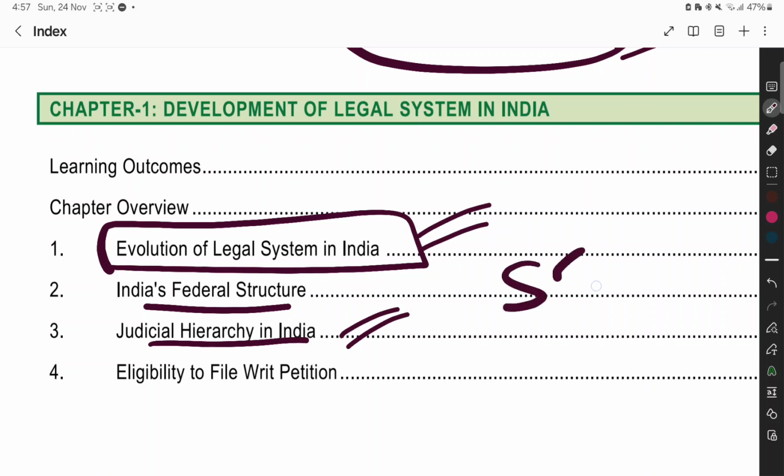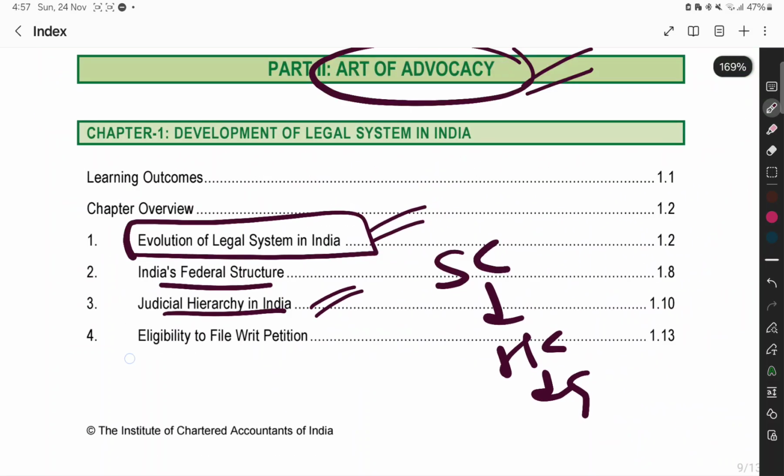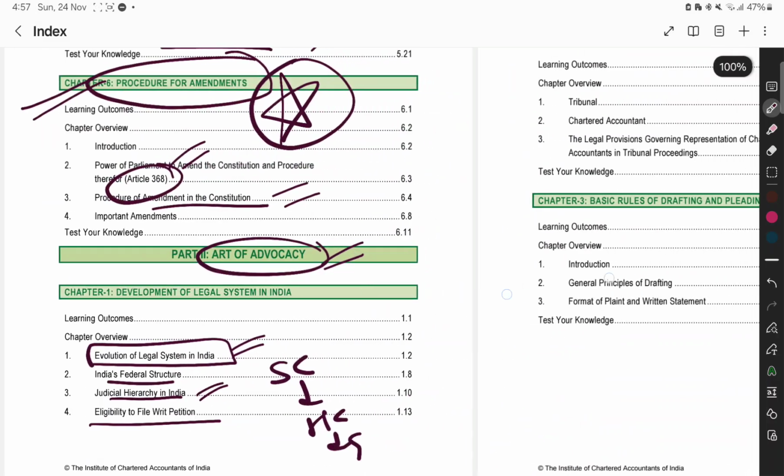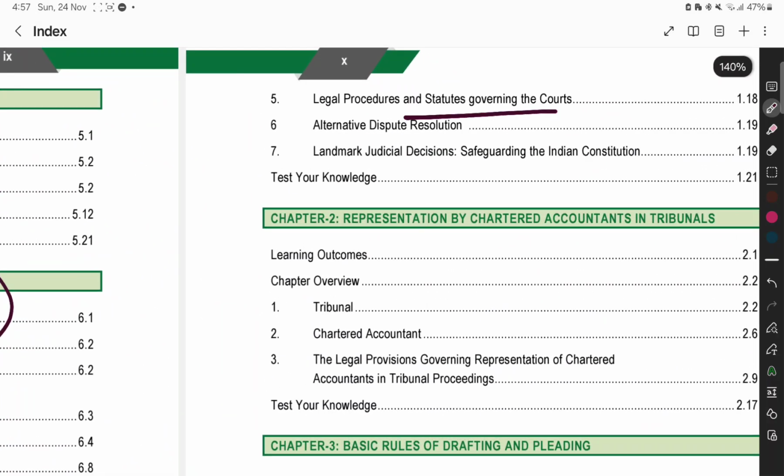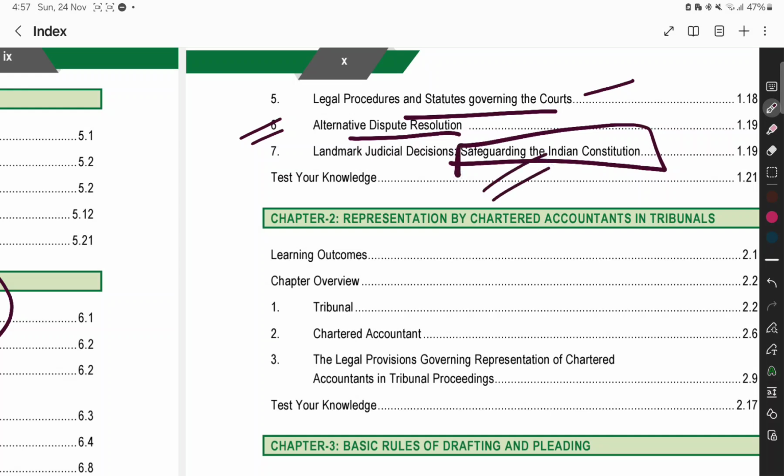judicial hierarchy in India, that is Supreme Court, High Court, and subordinate courts, and eligibility to file a writ petition, how writ petitions are filed by the people, legal procedure and statutes governing the courts, alternative dispute resolution mechanism, and landmark judgments safeguarding the constitution. For example, the Kesavananda Bharati case.